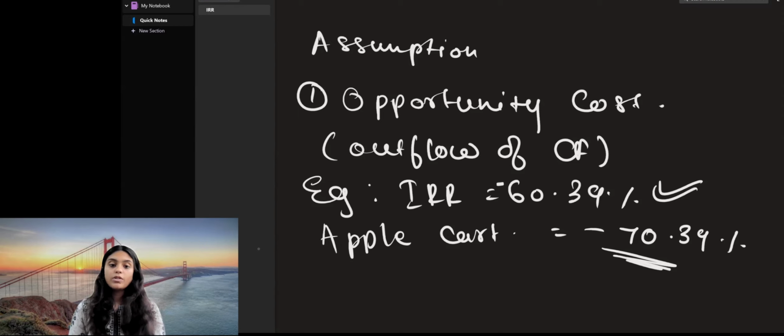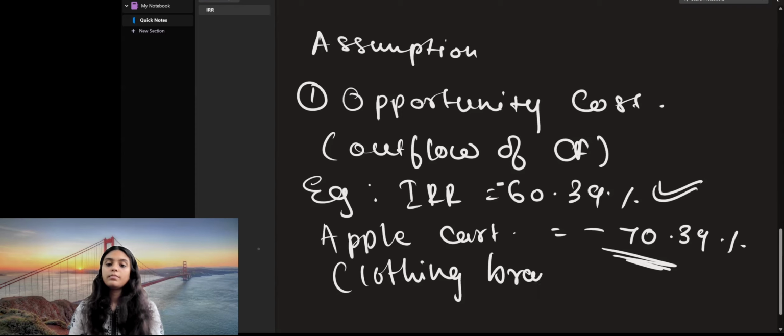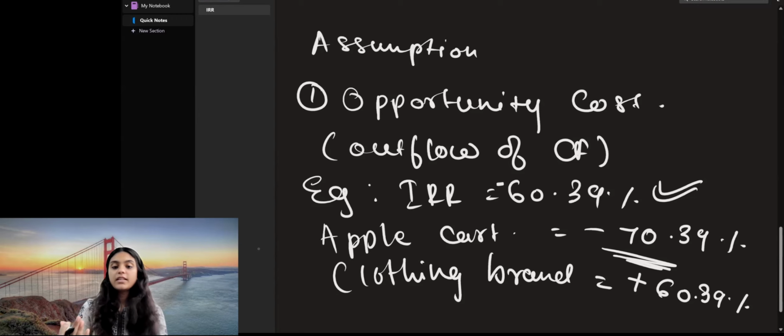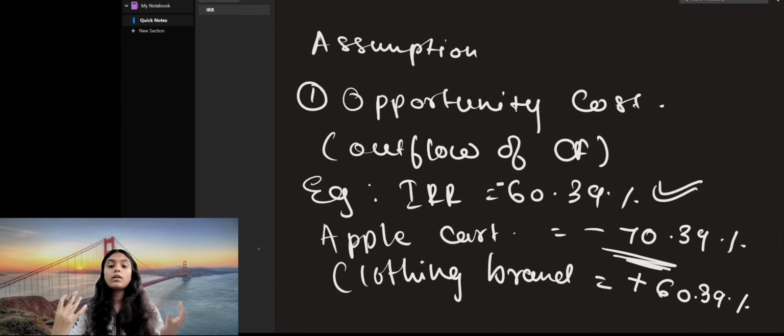Can our opportunity cost be positive? Yes. Can it be greater? Yes. For example, you want to start a clothing brand, and it gives you a return of positive 60.39%. Obviously, you will go for this clothing brand because it is giving you way more than what your ice cream cart was giving you, correct? So this is how your analysis will work, and this is what opportunity cost tells us.